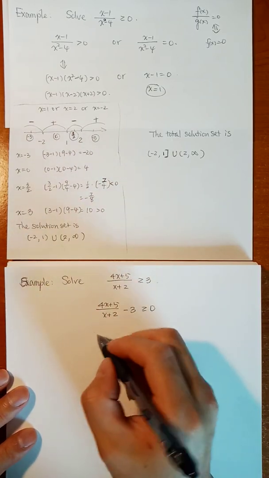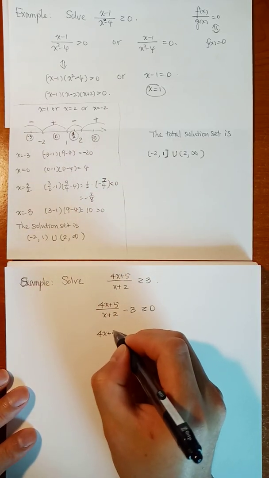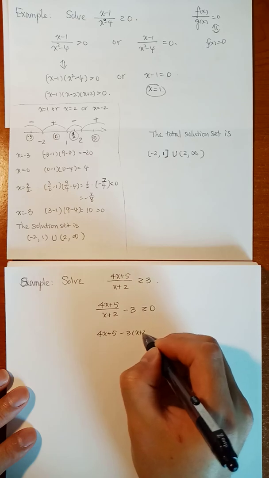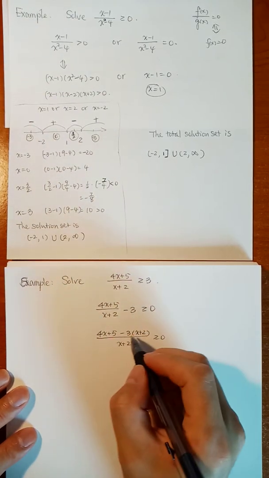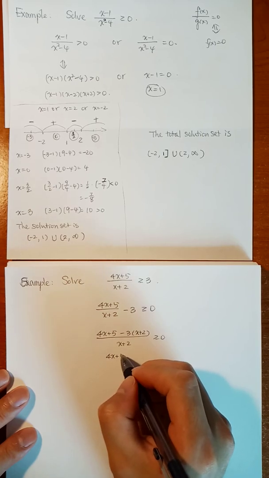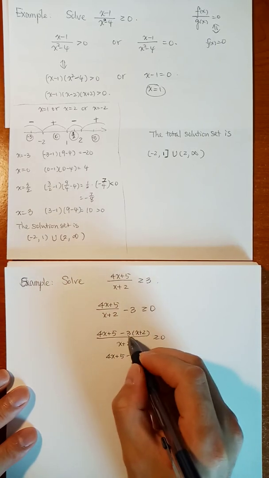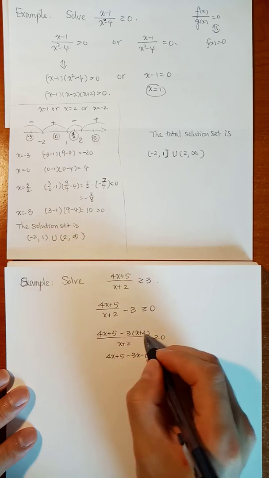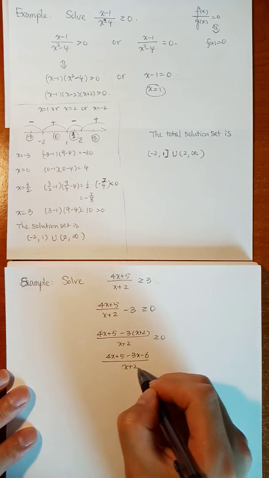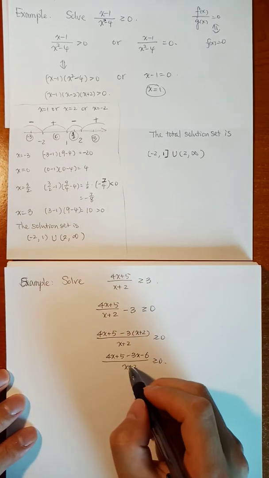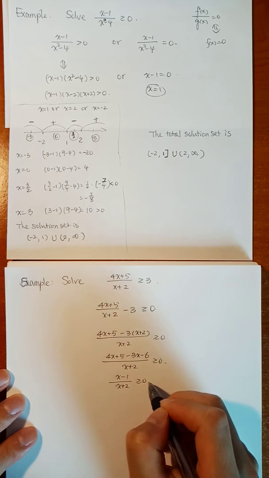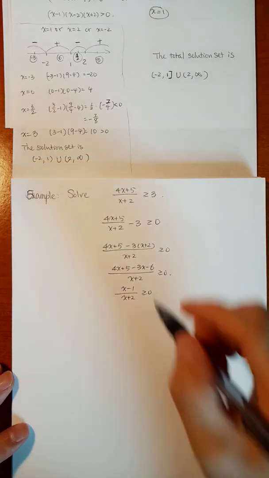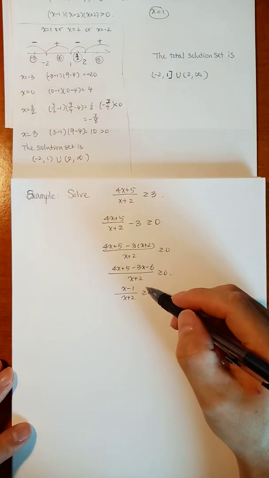And then we find the common denominator: (4x+5 minus 3 times (x+2)) over (x+2) greater than or equal to 0. So it's 4x+5 minus 3x and minus 6. 3 times 2 is 6, but it's minus. Over x+2 greater than or equal to 0. So it's (x-1)/(x+2) greater than or equal to 0. Okay, this is like the previous example.